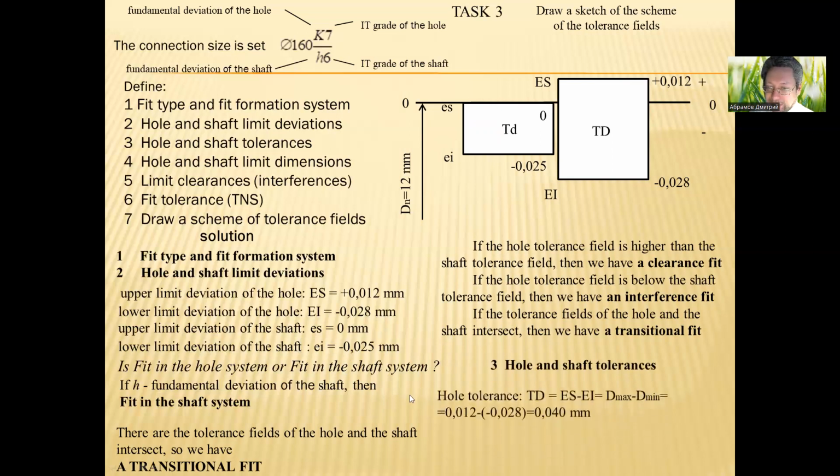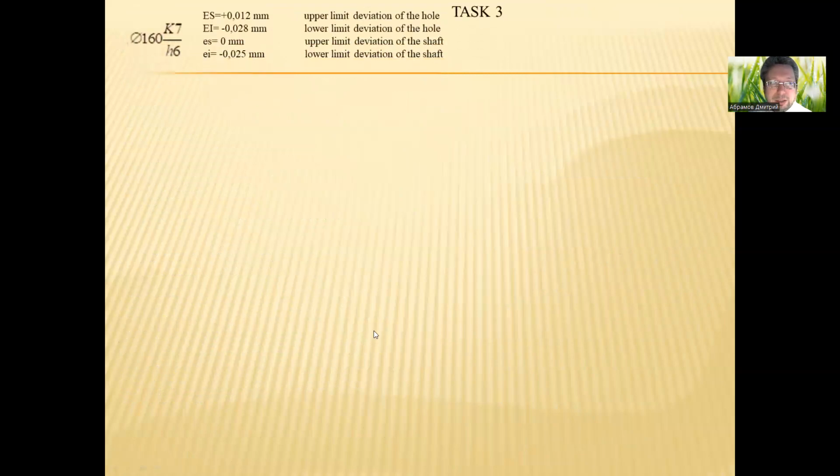Hole tolerance is upper limit deviation of the hole minus lower limit deviation of the hole. 0.012 minus minus 0.028, it's equal 0.04 millimeters. Shaft tolerance, small t, is equal upper limit deviation of the shaft minus lower limit deviation of the shaft, and we have 0 minus minus 0.025, that is 0.025 millimeters. And we continue the solution of task number 3.